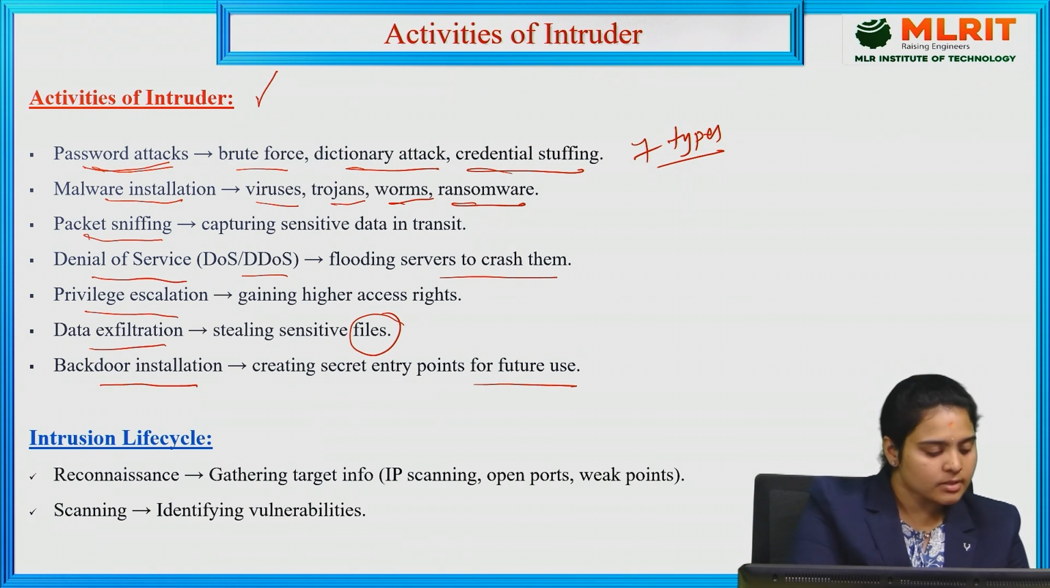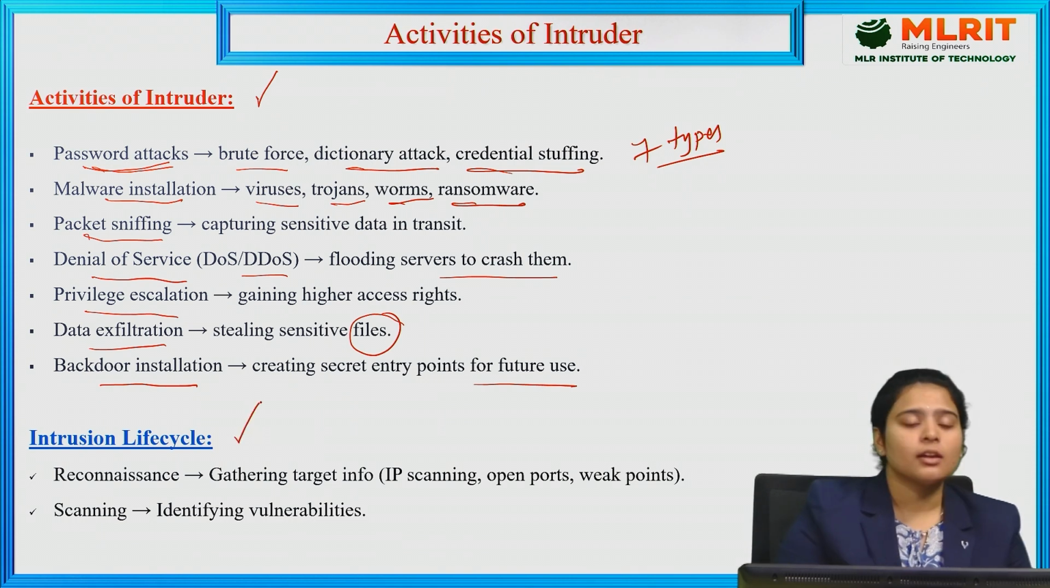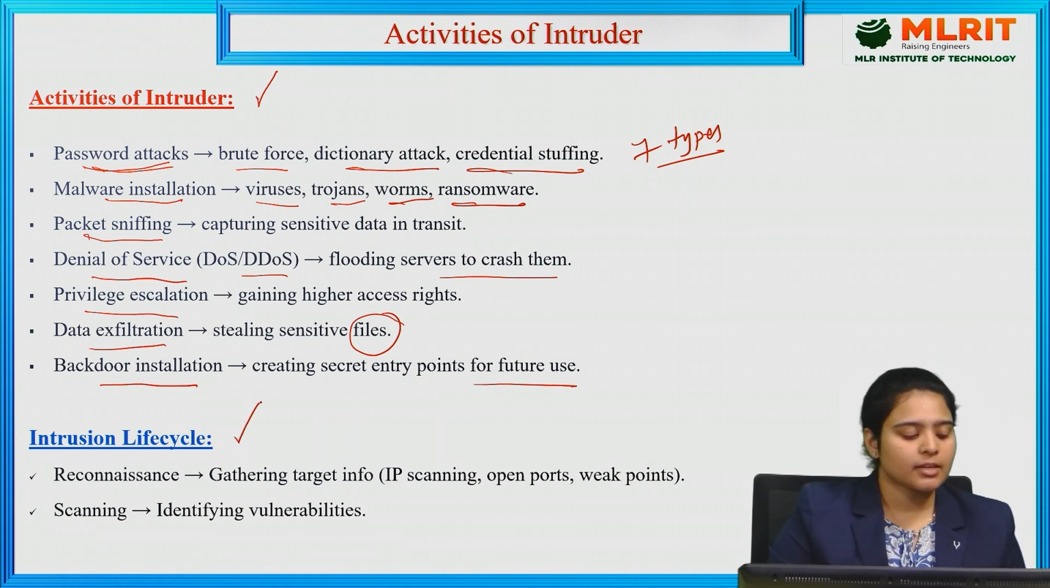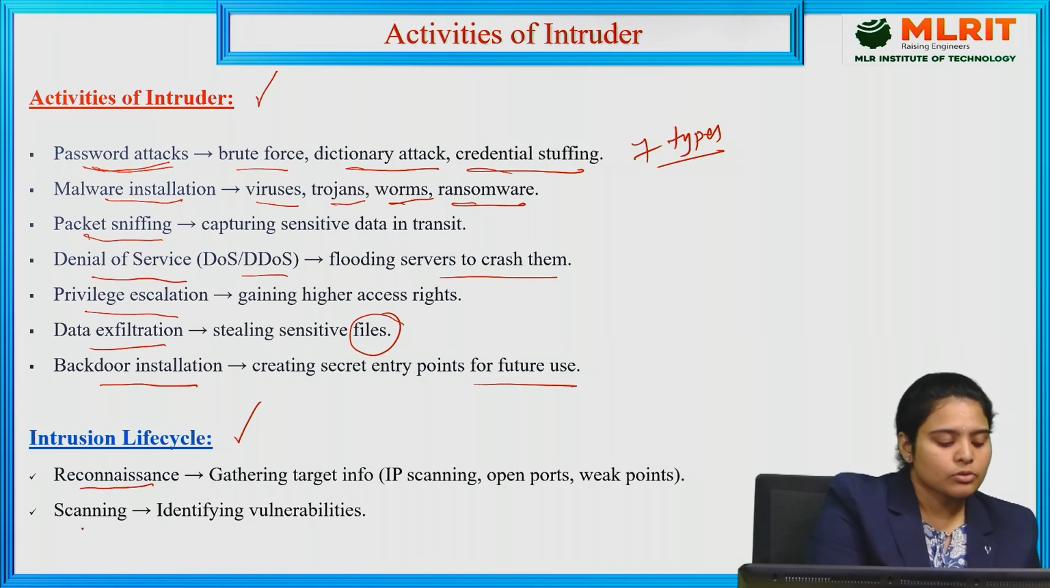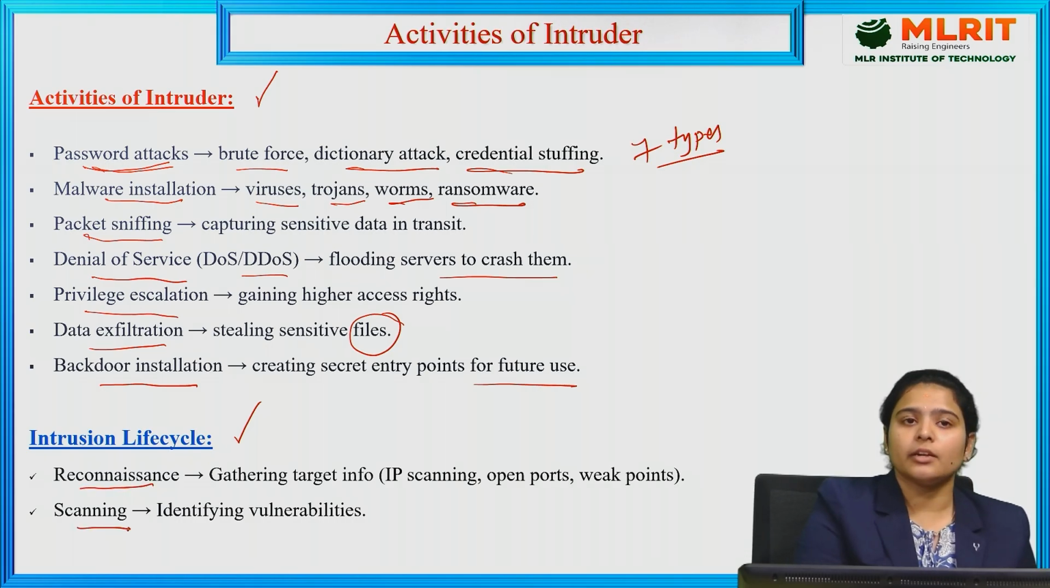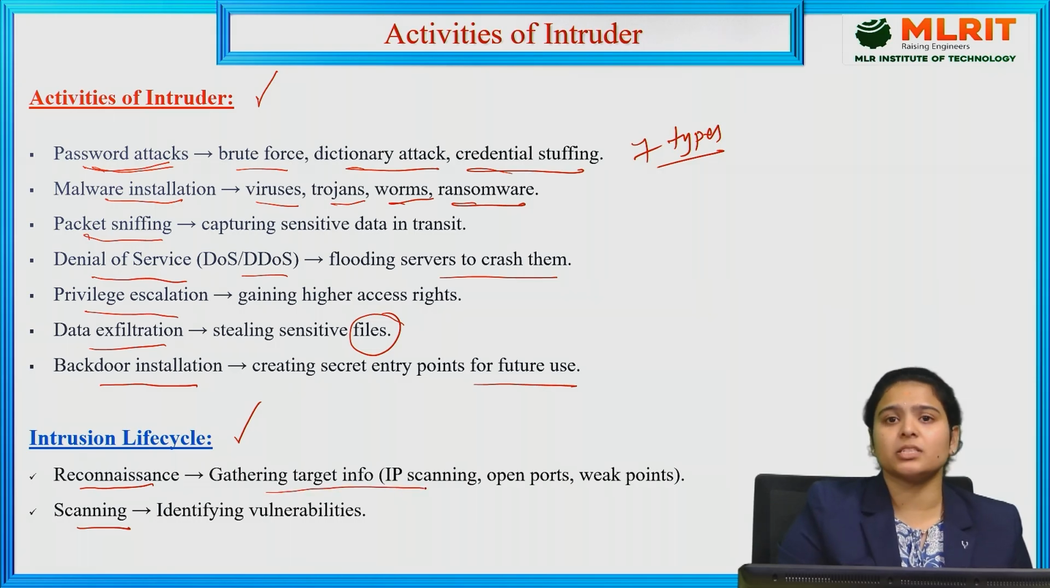The next one is the intrusion life cycle. In the intrusion life cycle, reconnaissance and scanning happen. In reconnaissance, the intruder gathers target information, such as open ports, weak points, or IP addresses. The next one is scanning. What happens in scanning? Basically, it identifies vulnerabilities.